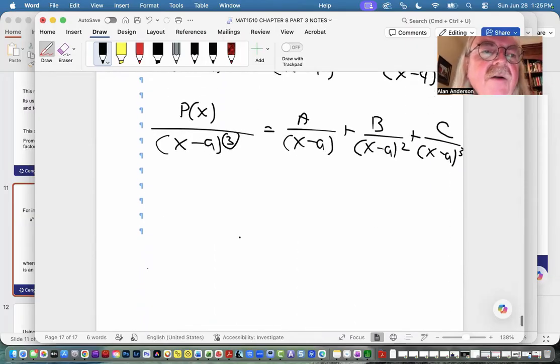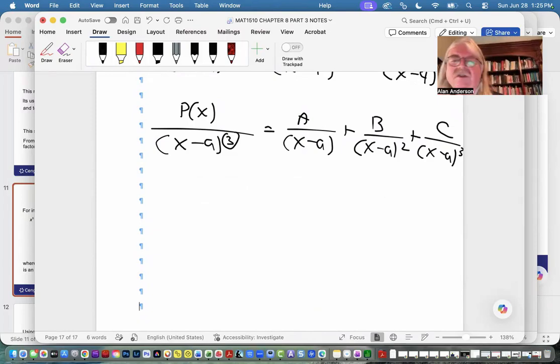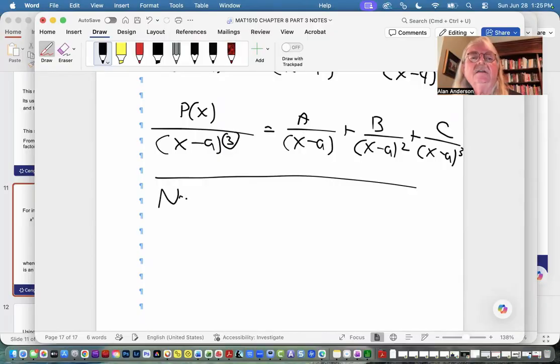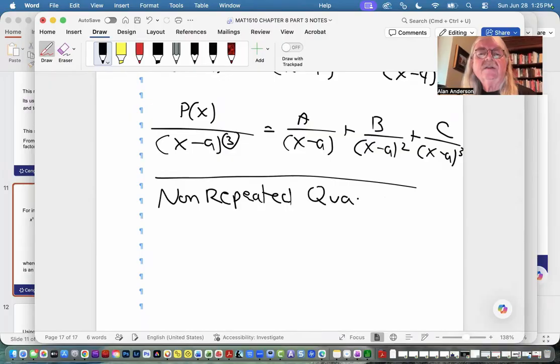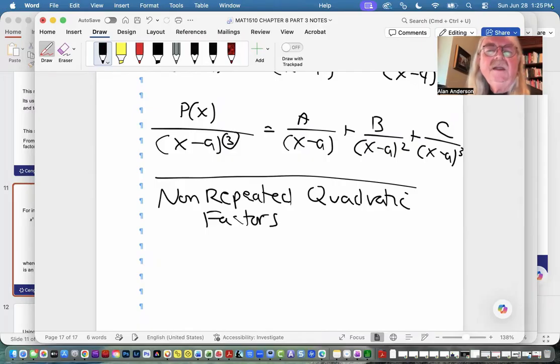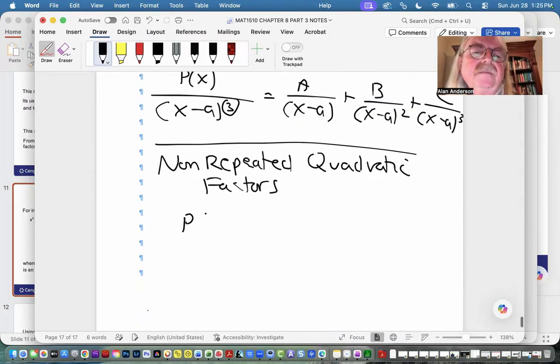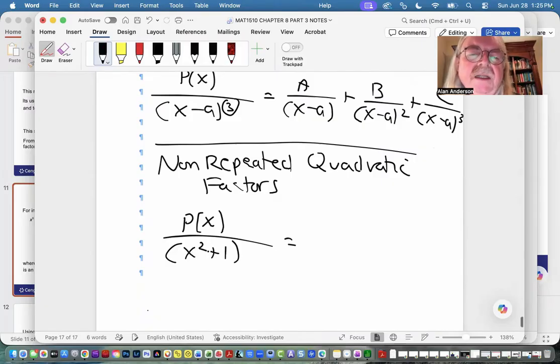Okay. Now, what about nonlinear functions or factors, I should say? Now, we're going to restrict this to one special case, non-repeated quadratic factors. So if you have something like this, now keep in mind, I can't factor this, or if I do, I'm going to get imaginary solutions. So this one, we call it irreducible.